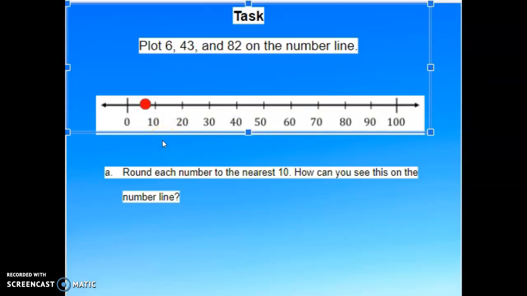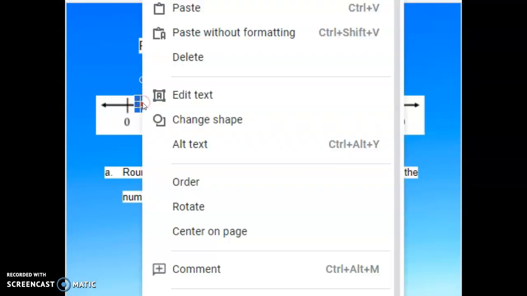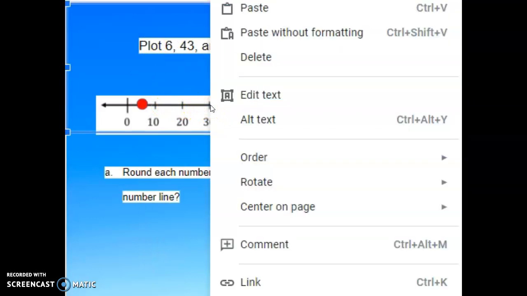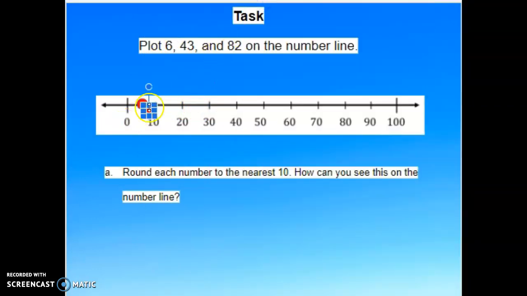All right, so we know it's going to be close to 10, it looks like, because it's past that halfway mark and it's closer to the 10. I'm going to also do the same thing, so I'm just going to copy and paste that one. It'll make my life a little bit easier. I'm going to copy that one, and then I'm going to paste it so that I can move it over.